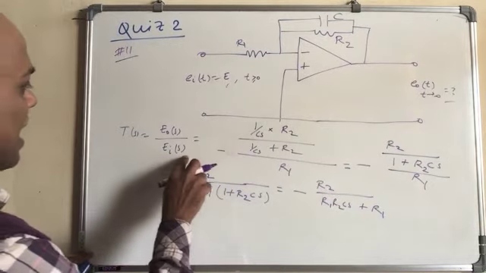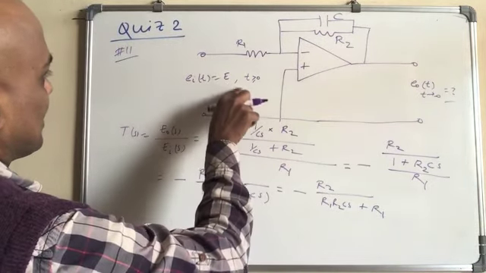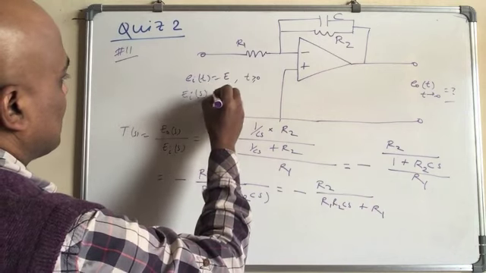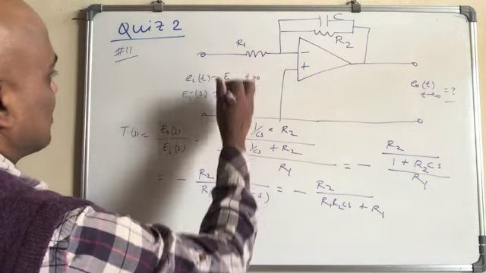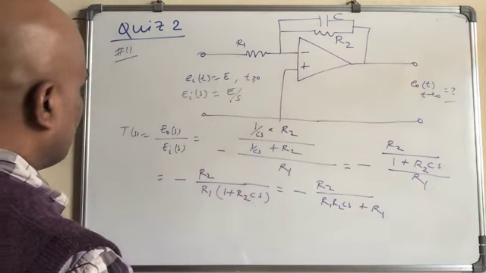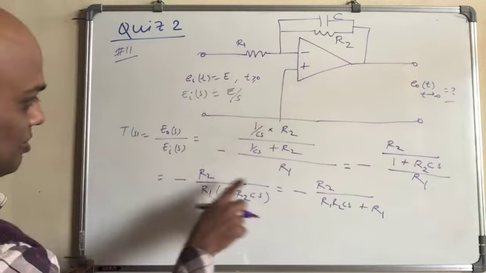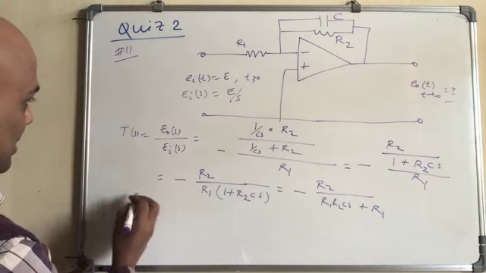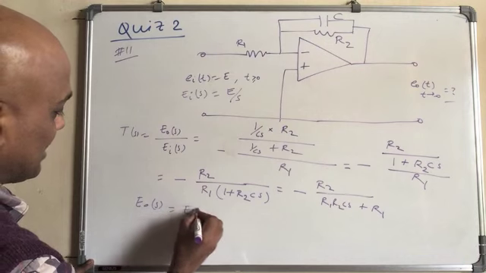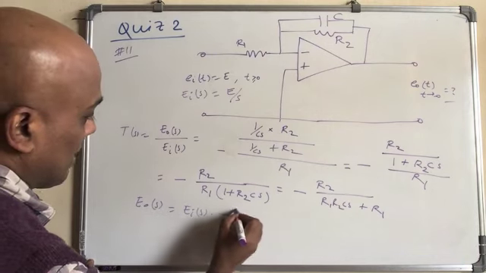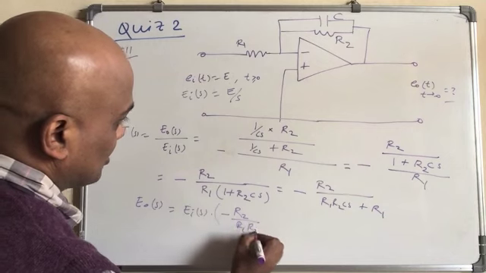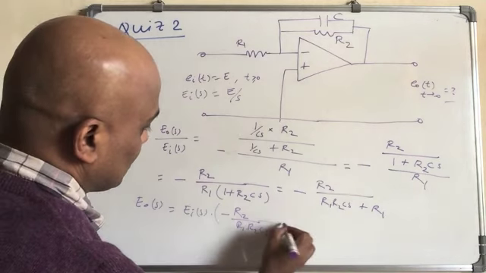Next is EI equal to this one, right? So hence EIS will be equal to, this is a step input, right? So it will be simply E over S, right? Okay, so from here, E out S will be equal to EIS multiplied by minus R2 over R1 R2 CS plus R1.